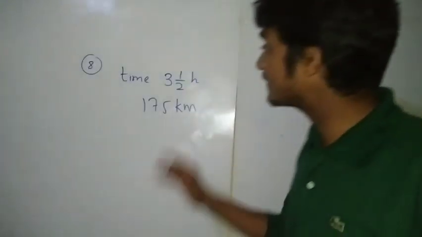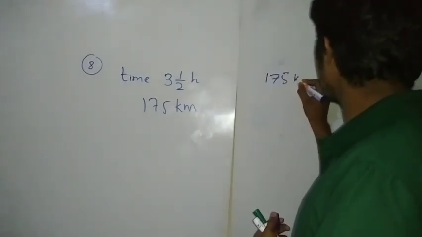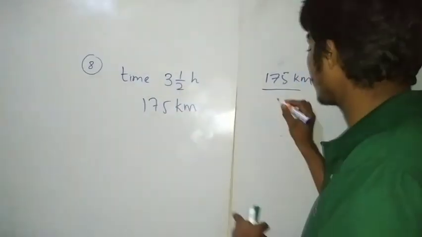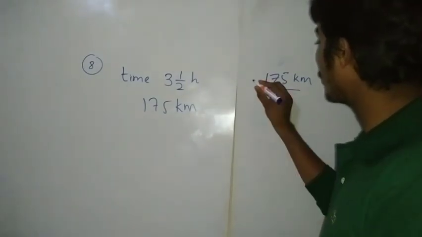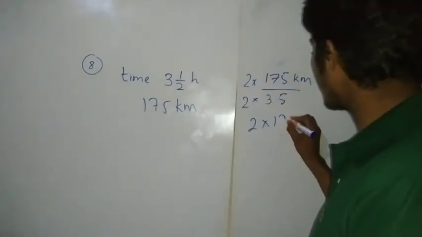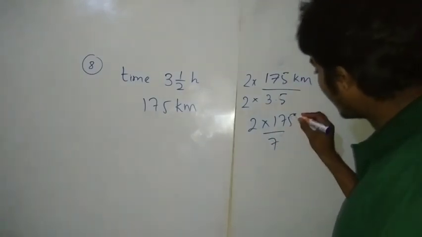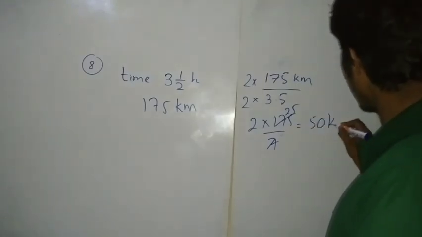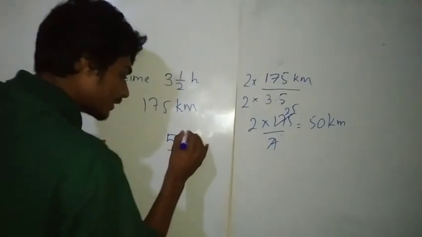So total distance here is 175 kilometers, divided by 3.5 hours, right? You can multiply up and down by 2, so you're going to get 2 times 175 divided by 7. If you do the math, you're going to get about 25 times 2, which is 50 kilometers, but the unit is very important. The unit will be 50 kilometers per hour.